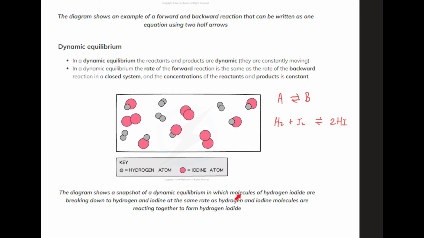So that's why the diagram shows a snapshot of a dynamic equilibrium, in which molecules of hydrogen iodide are breaking down to hydrogen and iodine at the same rate as hydrogen and iodine molecules are reacting together to form hydrogen iodide. So they are trying to say the forward and backward reactions are the same rate. So let's move on.